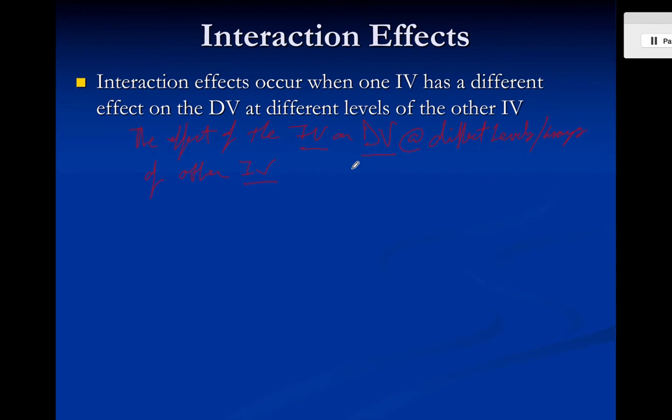So when we think about an interaction, it doesn't matter which one comes first. It doesn't matter if you say gender on aggression and then provocation, or provocation on aggression and then gender, because a factorial design is assuming that you've already combined them together.